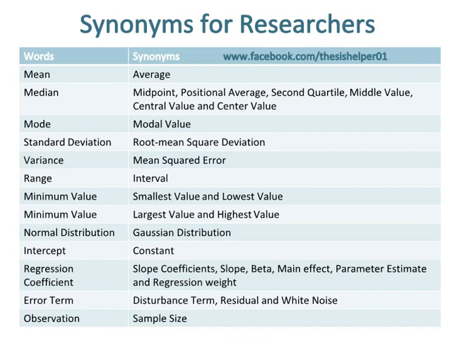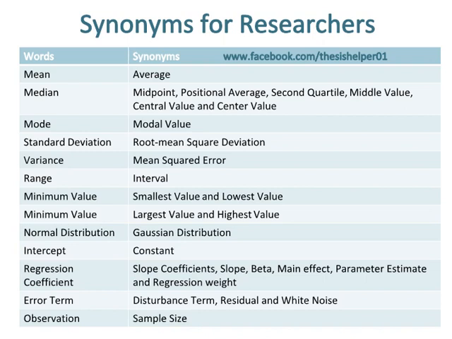Synonyms of minimum value are smallest value and lowest value. Synonyms of maximum value are largest value and highest value. Synonym of normal distribution is Gaussian distribution. Synonym of intercept is constant. Synonyms of regression coefficient are slope coefficients, slope, beta, main effect, parameter estimate and regression weight.